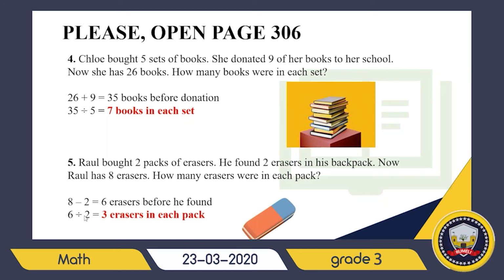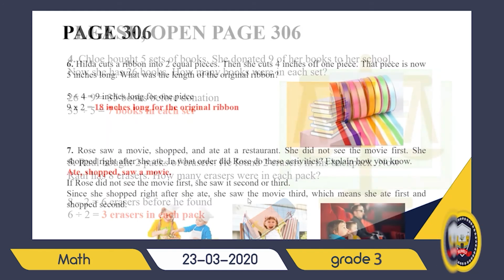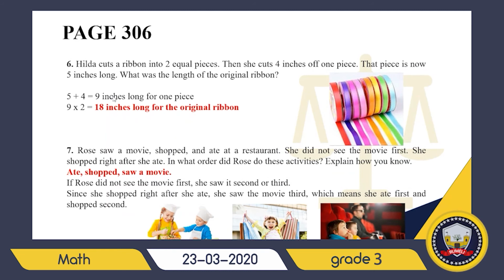6 can be divided by 2 because the number of packs is 2. So 2 times what equals 6? 3. It means 3 erasers in each pack. Good job. Let's check question 6.